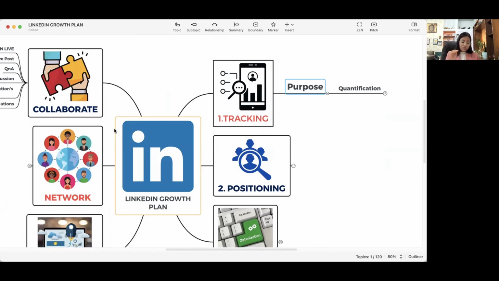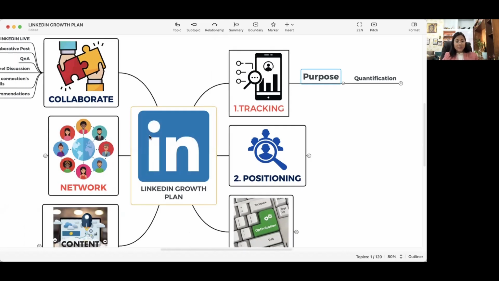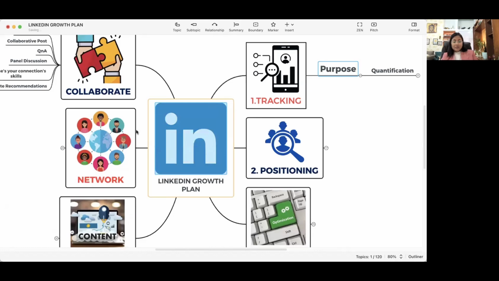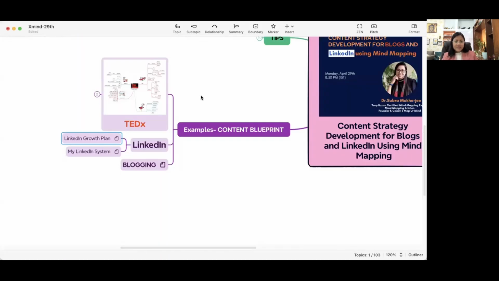So it should not be that you're just creating a mind map for the purpose of creating. You're creating a mind map because you want to visualize how the entire strategy is, and then from there you can start taking action. So this is an example of a LinkedIn growth plan. Next, let me show you blogging.